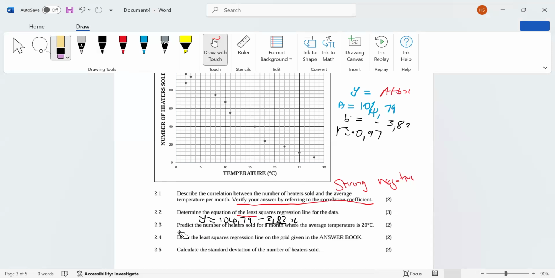Okay, let's check. They say predict the number of heaters sold in the month where the temperature is, say, 20 degrees Celsius. We are going to use this equation again. So we know x is 20 degrees. So y is going to be equal to minus 3,82 multiplied by 20, plus 104,79. So our answer is 28, corrected to one decimal place.